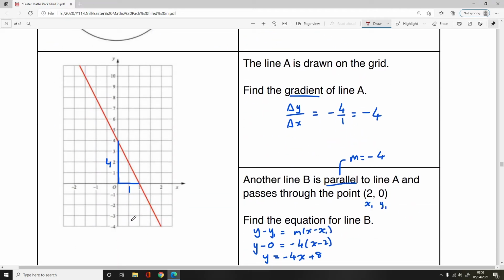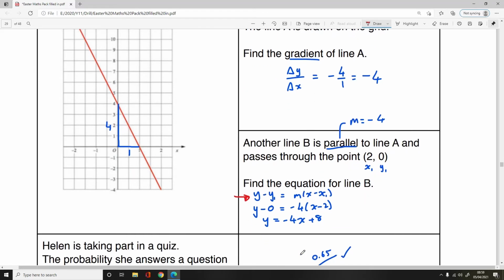For this one, we have to find the gradient of the line. So again, if it's drawn for you, just draw a little triangle on it, count the squares. 4 over 1 is 4, but it's going downhill, so it's minus 4. Another line B is parallel to it, so parallel means the gradient is the same. So gradient is minus 4, and it goes through the point (2, 0), so that's our x1, y1. So we can use this formula here. y minus y1 is m(x minus x1). So y take 0 is minus 4 brackets x take 2, and then expand it. Minus 4x plus 8, minus 4 times minus 2 is positive.